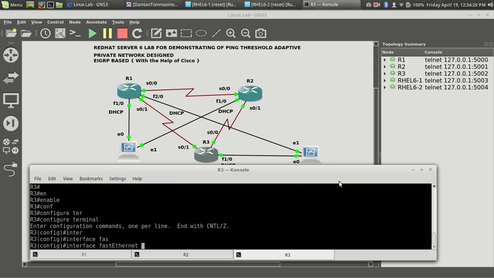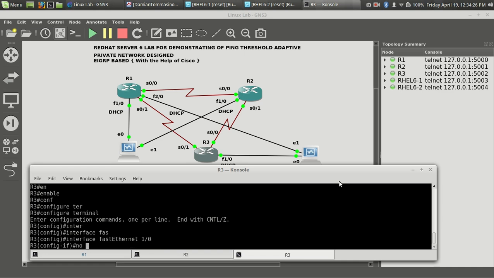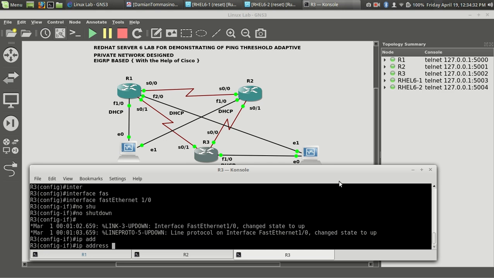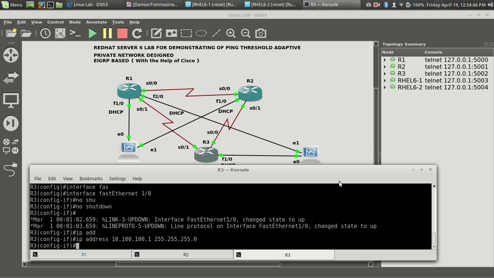Interface FastEthernet 1/0, make this port up, with the very same command, no shutdown. IP address I would like to allot 10.100.100.1. This is a class A IP address having 8 bits by default. So I subnetted this network into a 24-bit value because I am assuming the other side is a LAN, right? That is why.